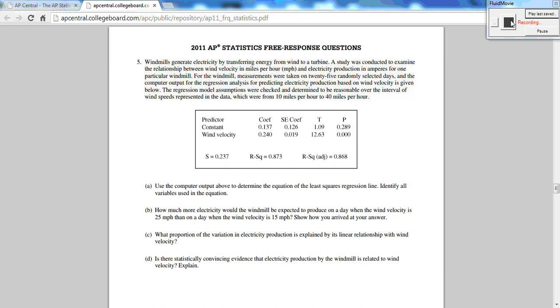When it asks what proportion of the variation in electricity production, which is y, is explained by its linear model, or by the variation in wind velocity, we've talked about this, it is simply the r squared value. Don't worry about r squared adjusted, just worry about your r squared of 0.873. That is the proportion. If you would like to give that as a percentage, it's 87.3% of the variation in electricity production explained by the linear model. And that's how you would answer parts A, B, and C.